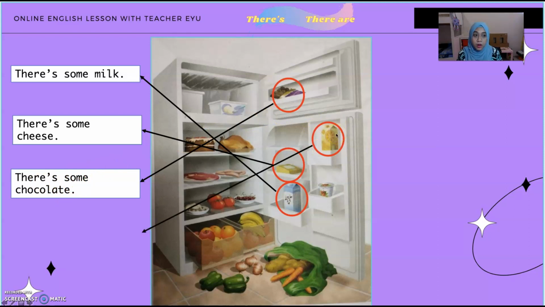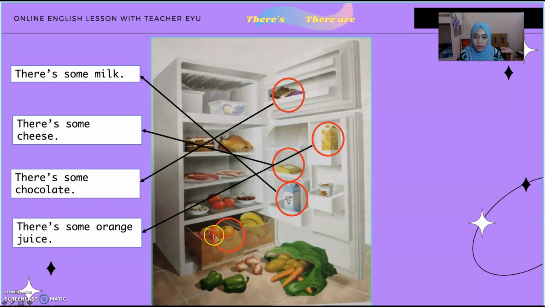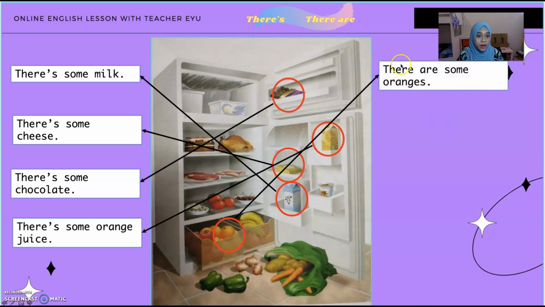Alright. Okay, this one. This is orange juice. Orange juice is uncountable. Juice tak boleh kira. Right, so we use there's. There's some orange juice. Okay, here is the oranges. Okay, the fruit. It is countable, boleh kira. So we use there are. There are some oranges.